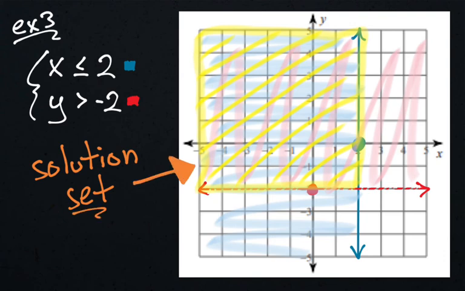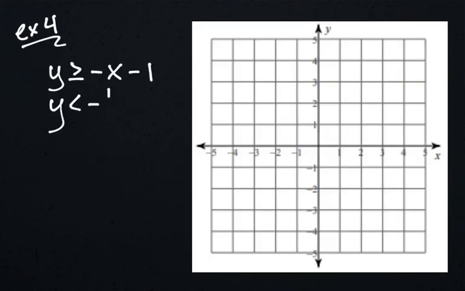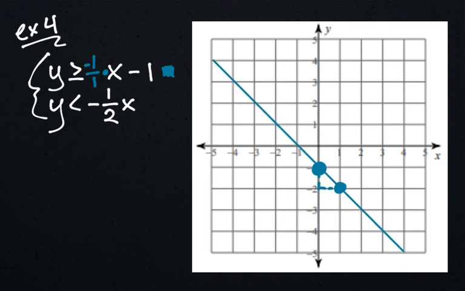Final example. Pause the video, resume when you are ready. And here we go. Really quick. The first one will be done in blue. The y-intercept is negative 1. The slope, it says negative x, which really means negative 1. And in rise over run form, that is negative 1 over 1. So we go down 1, 1 to the right. We draw a solid line through it because of the greater than or equal to sign.